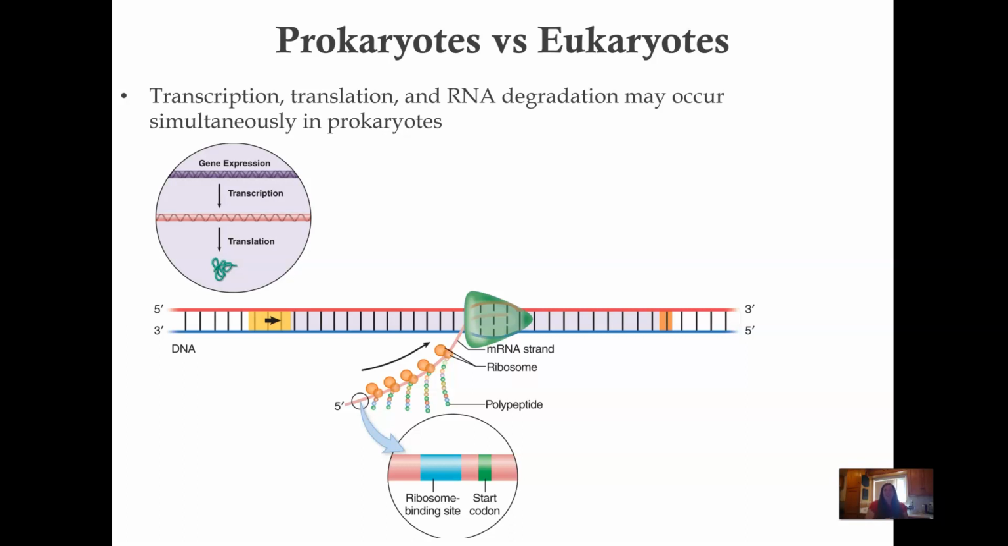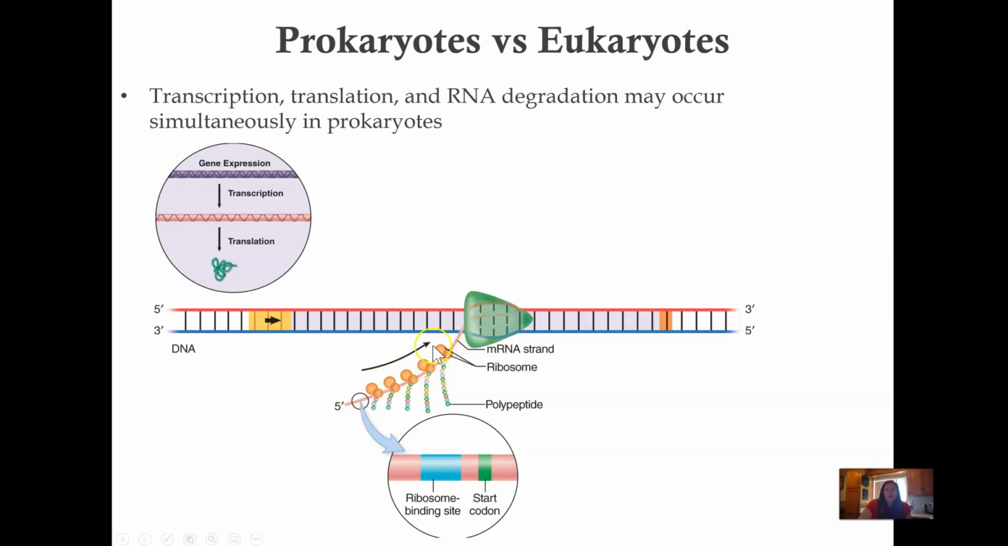Eukaryotes have very specific times and places for each of these processes. It's not only separated temporally, but it's separated spatially as well. So you can see that here. Here's our DNA, here's the chromosome of our bacteria. And what enzyme would this be? This is our RNA polymerase, right? Because it's making our messenger RNA. Here's our code. So this is transcription occurring.